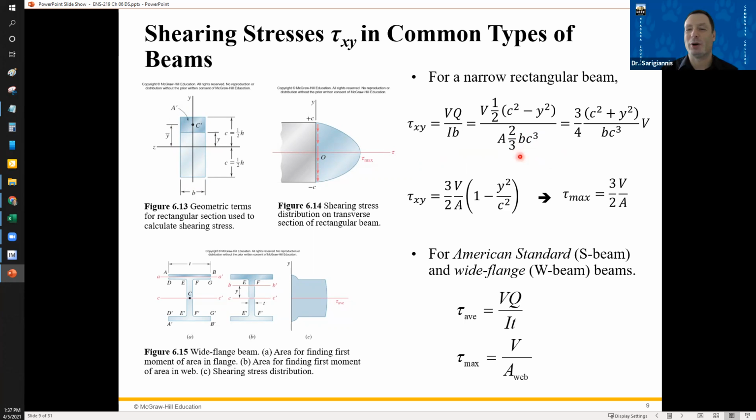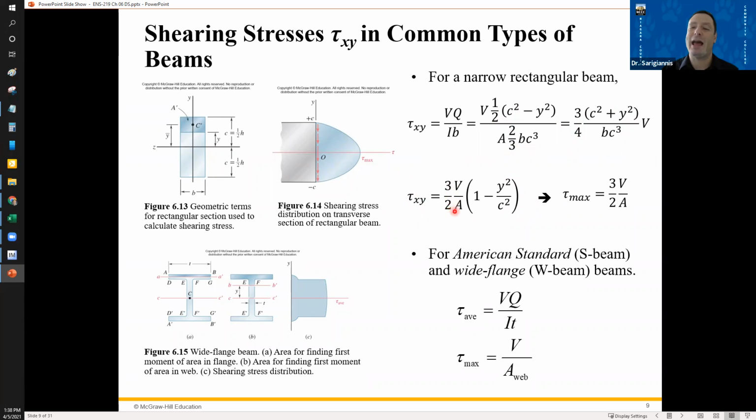Again, this is one of those things where there are more steps involved in between. You're going to replace Ib with 2/3 b c cubed, because the total moment of inertia of the beam is b times 2c cubed over 12. And once you cancel out the c's from above, you wind up with this term here, 3/4 (c squared minus y squared) over b c cubed. Oh, that should be a negative. Anyway, I've got to repair that slide. The point is, after the analysis, you wind up with this equation for tau xy.